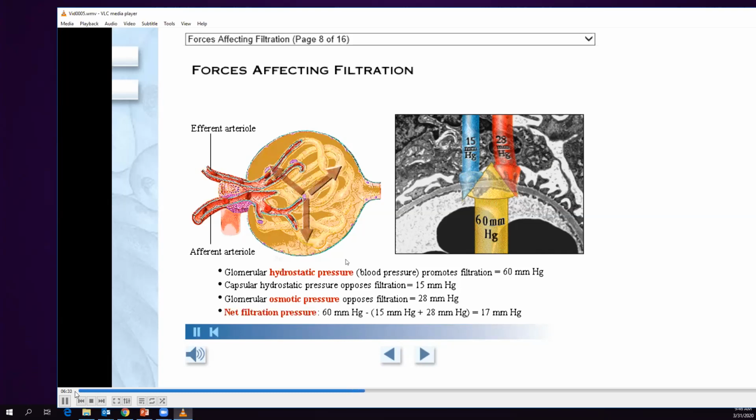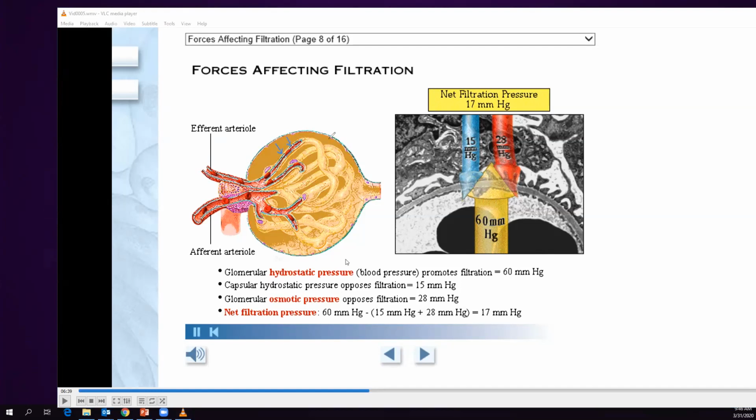The algebraic sum of these three forces produces the net filtration pressure of 17 millimeters of mercury. Okay. So in question number 5, we have two forces that are opposing this outward flow of filtrate. So one is this blue one right here, capsular hydrostatic pressure. So that's the force of the fluid inside of the capsule, okay, pushing back that way.